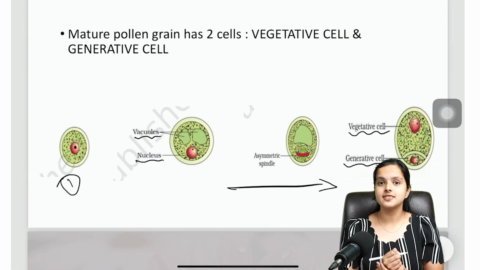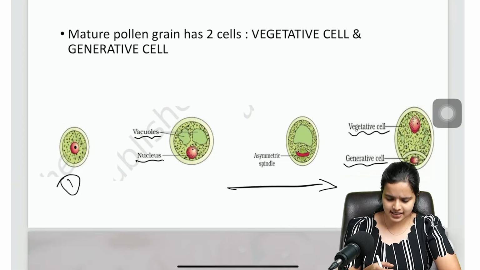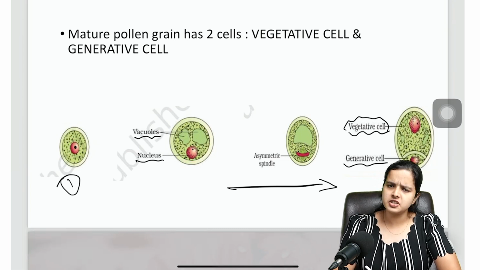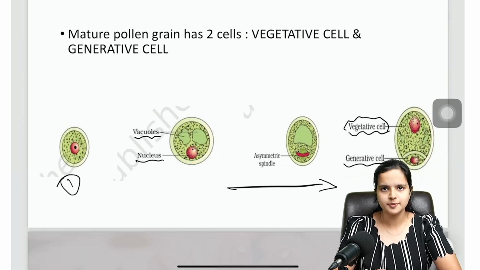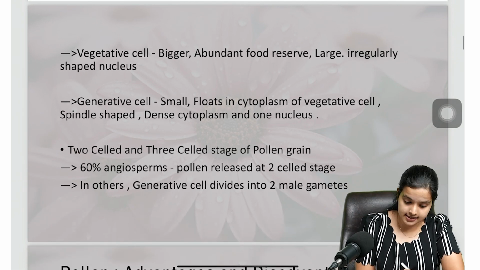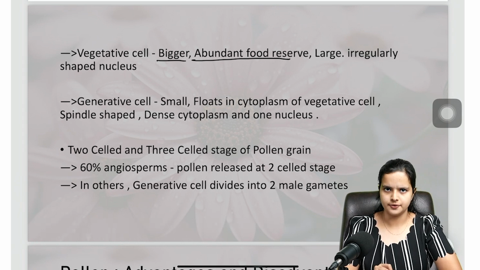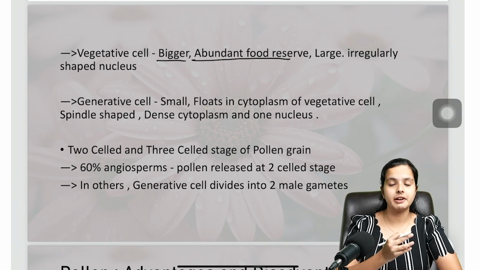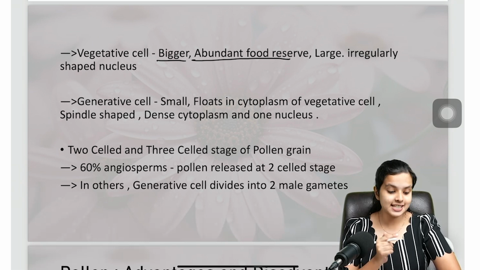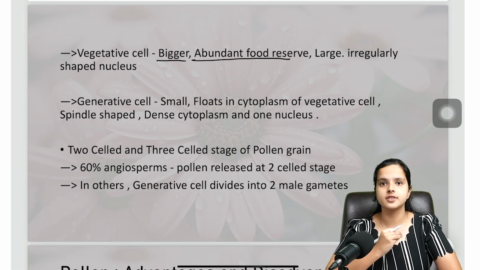The vegetative cell is comparatively larger and the generative cell is comparatively small. You can see this over here in the figure. The vegetative cell is the larger cell with a big nucleus, and the generative cell is comparatively small, of course, with a small nucleus. If we look into detail, the vegetative cell, as I already said, is bigger, right? It also has abundant food reserve. What am I trying to say? A pollen grain has two cells inside, and one of them is called the vegetative cell. It is comparatively bigger, and as it is bigger, it has abundant food reserve inside it.